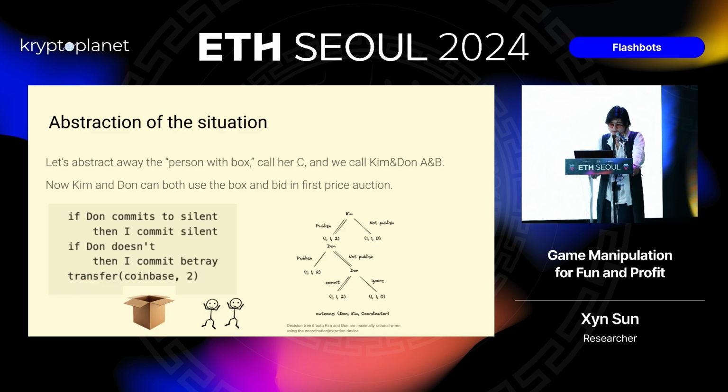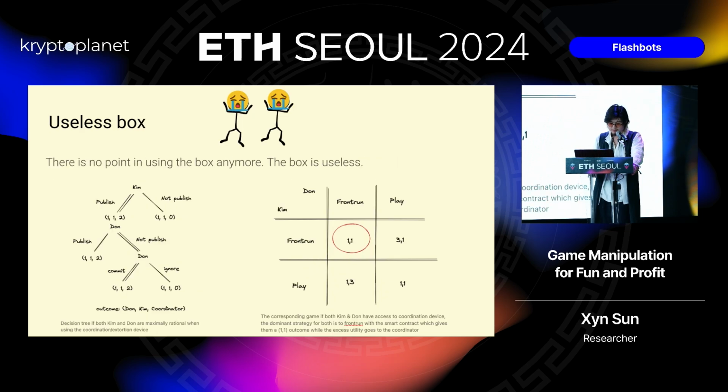Now Kim and Dong can both use the box and bid in a first price auction. So this is essentially what happens on, let's say, stateful blockchains like Ethereum today, which is multiple searchers, or in the Euro case, users making the swaps, that participate in a first price auction, that they contribute most of the value that they extract or gain to the validators.